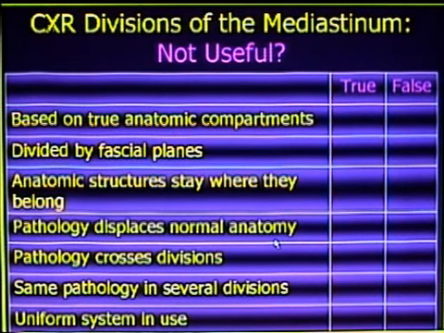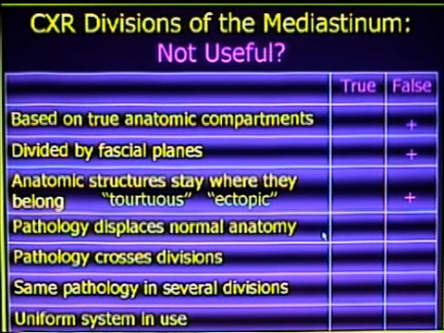So we're going to carry this further. Is it, in fact, not useful? Are these compartments based on true anatomic compartments? Well, no, they're not. Are they divided by fascial planes? No, they're not. Do anatomic structures stay where they belong? No, they don't. Because if they did, words like tortuous and ectopic would not be incorporated as frequently as they are in our radiography reports.